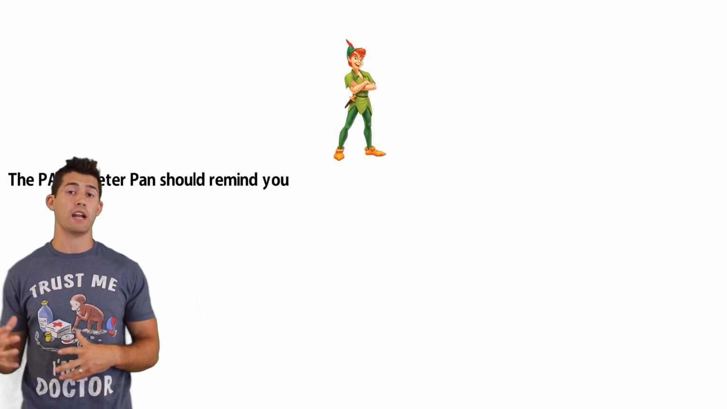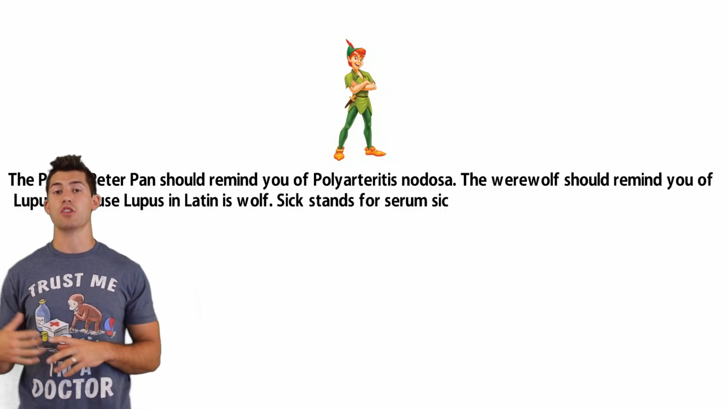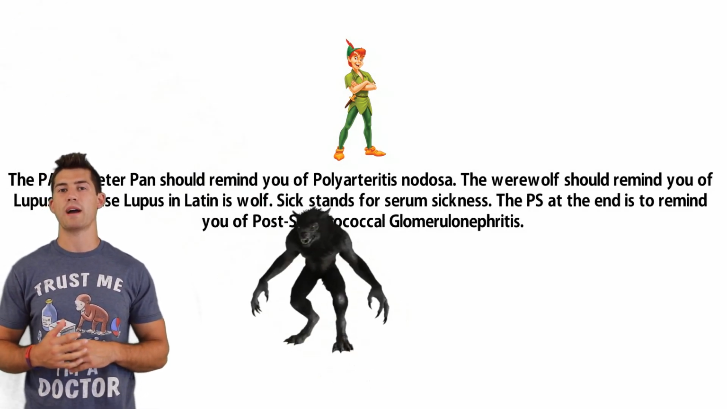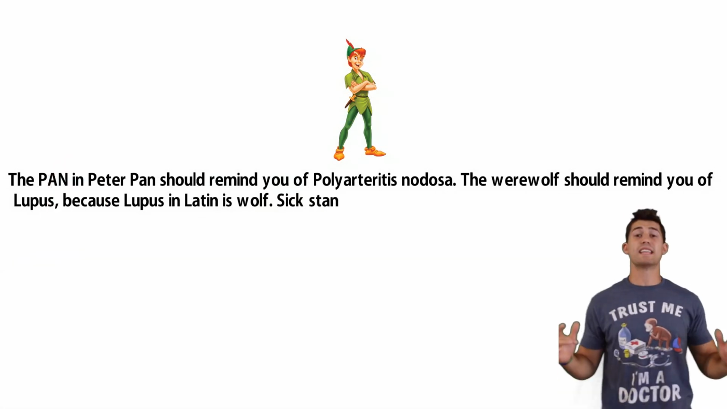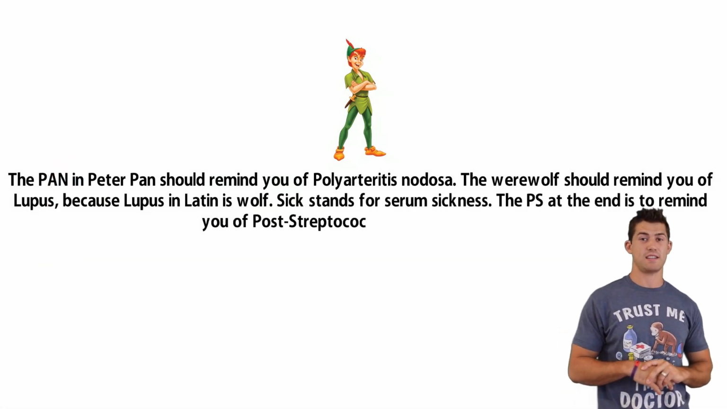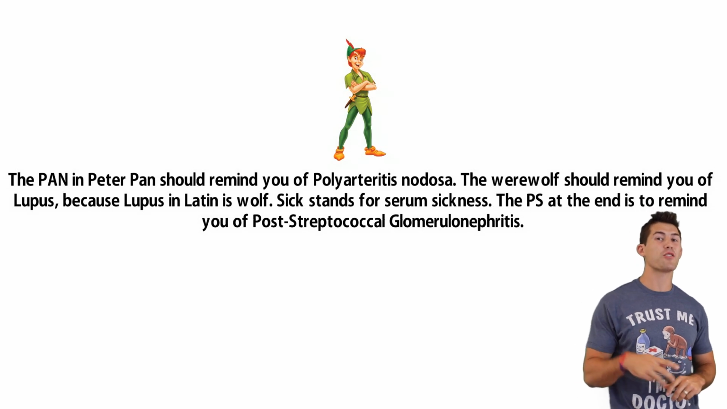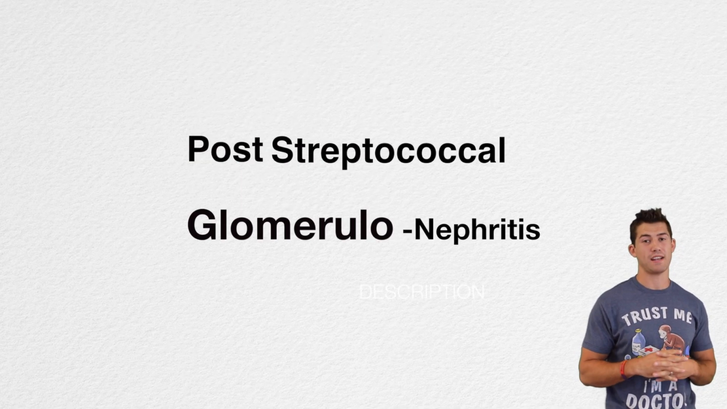Pan in Peter Pan should remind you of Polyarteritis nodosa. And the werewolf should remind you of Lupus, because Lupus in Latin means wolf. Sick should remind you of serum sickness. And then the PS, not only is it telling you it's type 3, it's Post-Streptococcal Glomerulonephritis. So if you can just picture that sentence in your head, you'll never forget which ones are type 3.